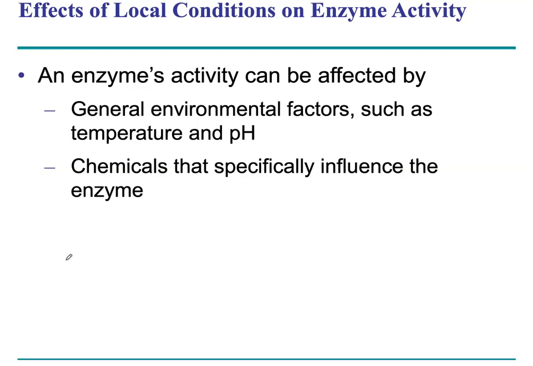There are a lot of different types of chemicals that can also specifically impact your enzyme. It can impact the active site. It can change the shape of the active site. It can even lock the active site. It can be competitive and lock the active site, so the actual substrate that's supposed to go in there doesn't go in there. So we'll look at a couple of examples.